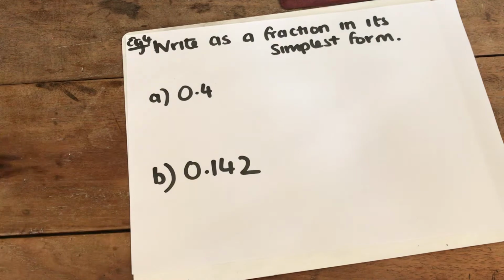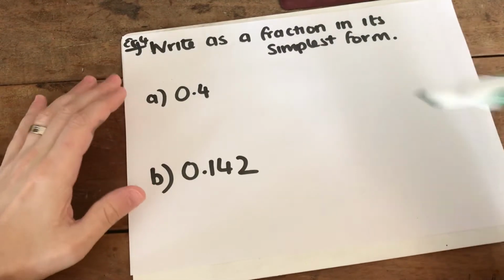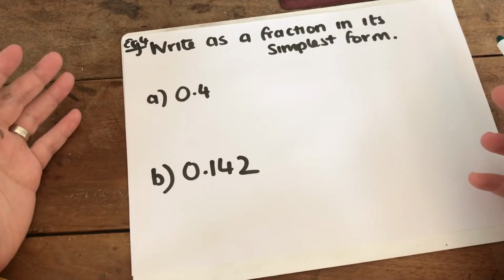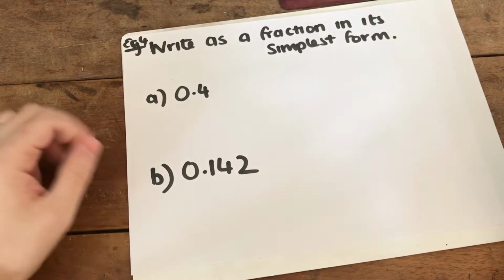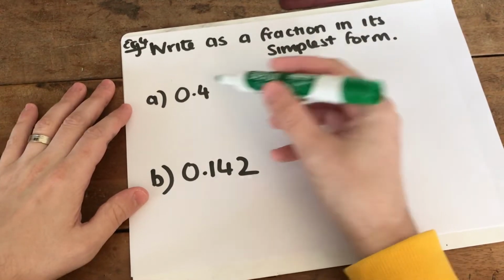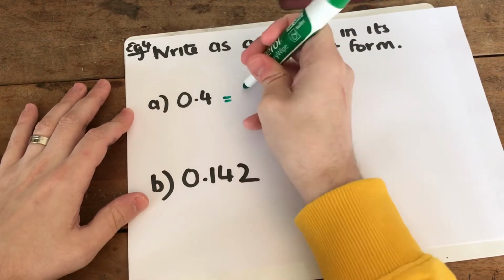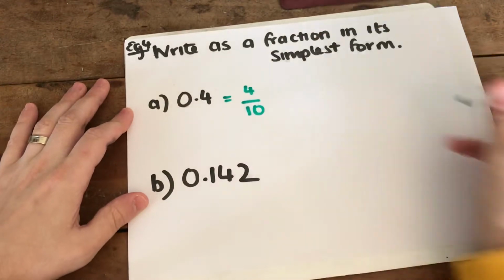The other thing that you're going to be asked to do is to be able to write a decimal as a fraction and then simplify it or give it in its simplest form. So if we have a look here, we've got 0.4. The 4 is in the tenths column. So that is the same as saying 4/10.